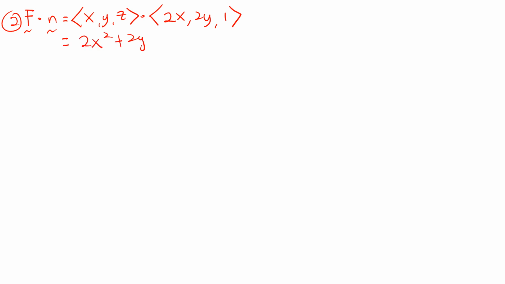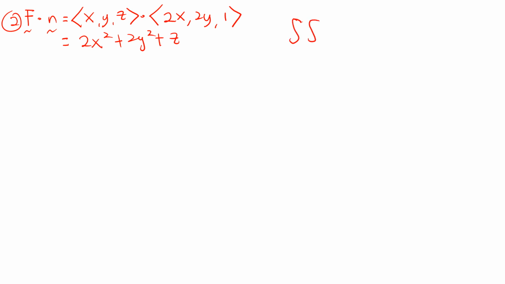Second step, find F dot n. F given in the question is x, y, and z, dotted with the n that we obtained before, which is 2x i plus 2y j plus k. So what we have is 2x squared plus 2y squared plus z.